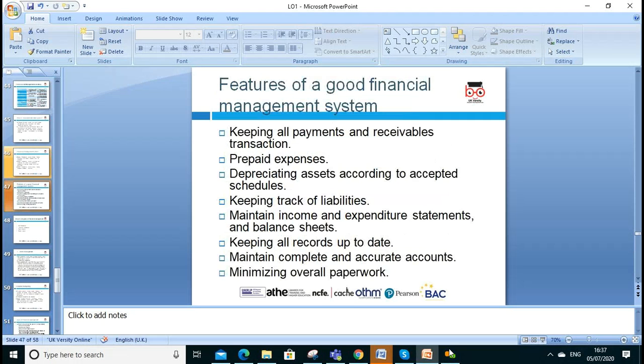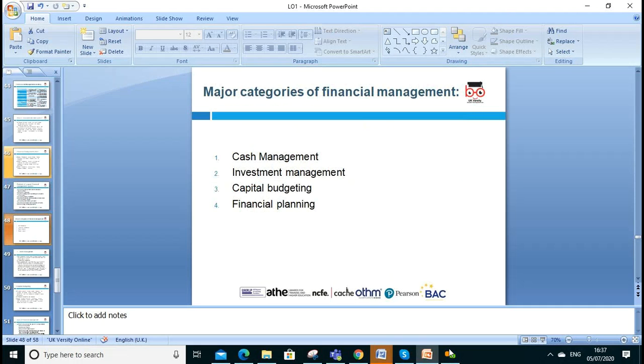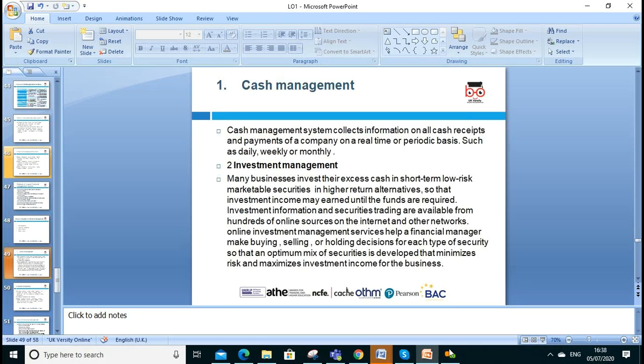It helps to make decisions related to making payments, receiving payments, your credit control, your liabilities, and up-to-date records. All this provides the information. On the basis of this information, we make three decisions. Cash management: which month we have less cash, where we borrow, what the arrangement will be. Investment: if we have spare cash, where we invest. Capital budgeting means we can buy capital assets, and financial planning covers receipts, payments, and credit control.